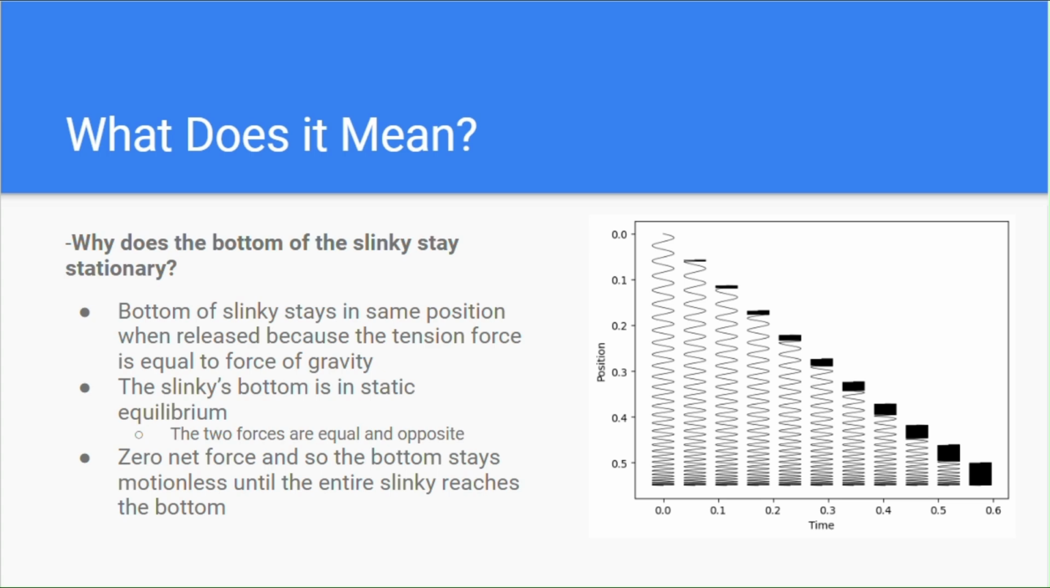during that part. The slinky's bottom is in static equilibrium, meaning the two forces are equal and opposite to each other. There's also a 0 net force, so the bottom stays motionless until the entire slinky reaches the bottom. And in that picture on the right, you can see sort of a diagram of what's happening. The bottom is staying at the exact same position while the top is moving down to reach it.